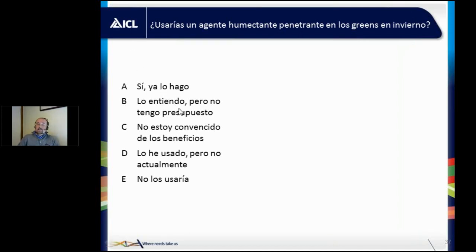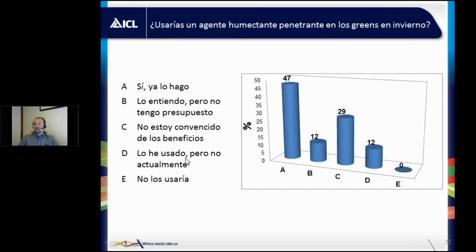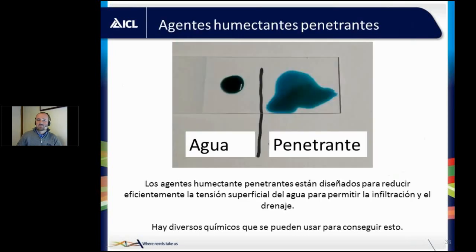Yes, they understand but don't have the budget, they're not convinced of the benefits, or they have used it in the past. This group of greenkeepers, this group of course managers, replied in the following way: nearly half already use penetrant wetting agents to help move moisture through the winter, and a number of them have used them and don't use them at present, or need to be further convinced of the benefits of these. So we'll illustrate their action in the next few slides.